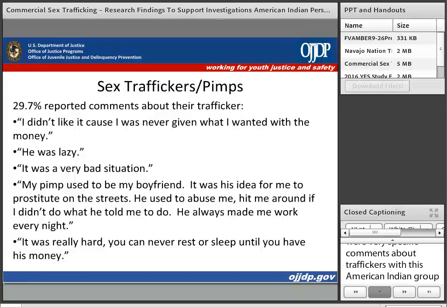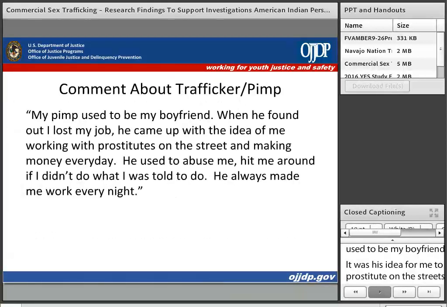So as we went through the survey, we found that there were very specific comments about traffickers from this American Indian group that reported. They reported things like, "I didn't like it because I was never given what I wanted with the money. I was in a very bad situation. My pimp used to be my boyfriend. It was his idea for me to prostitute on the streets. He used to abuse me, hit me around, and if I didn't do what he told me to do, he always made me work every night. It was really hard. You can never rest or sleep until you have his money."